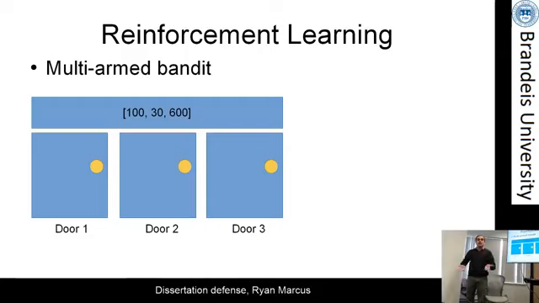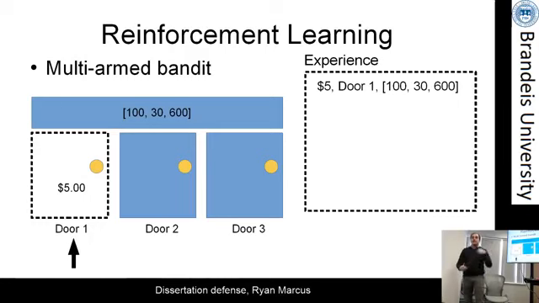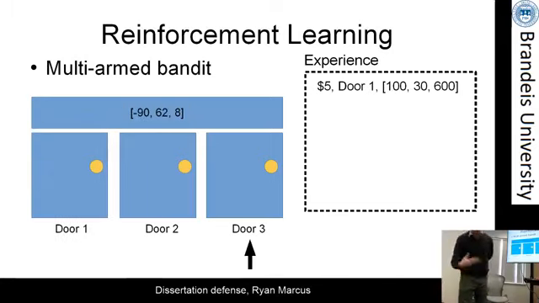Initially, you have absolutely no information. You don't know anything at all. So the best you can do is randomly guess. Let's say that we randomly guessed door number 1. We say, I'd like door number 1, please. We open door number 1, and we receive $5. That's great. So we write down, okay, I got $5 when I opened door number 1, and the context was 130, 60. Then the game resets, and you get a new context vector, this time negative 90, 62, and 8.